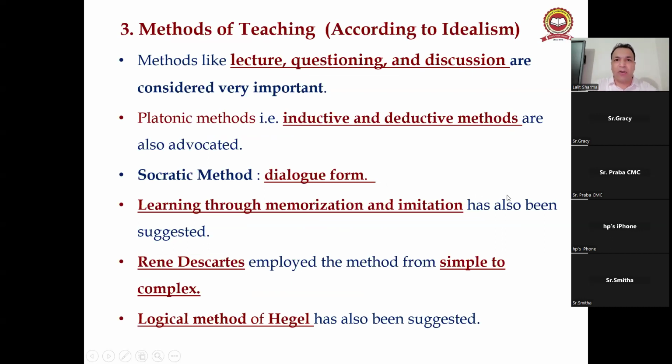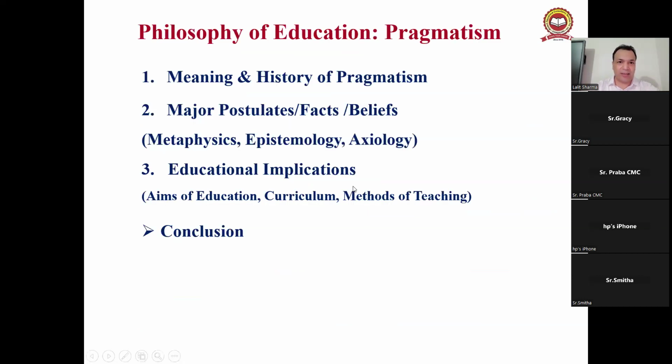How we have to teach as an idealistic teacher. Methods like lecture, questioning and discussion are considered very important. Platonic method: Plato was the father, the founder of idealism. At that time, Plato used to deliver contents to the students with the help of inductive and deductive methods. Socrates, who was a teacher of Plato, talks about the dialogue form. Learning through memorization and imitation has also been suggested. Rene Descartes employed the method from simple to complex: first make the students understand the simple things, then take them to the complex. The logical method of Hegel has also been suggested.